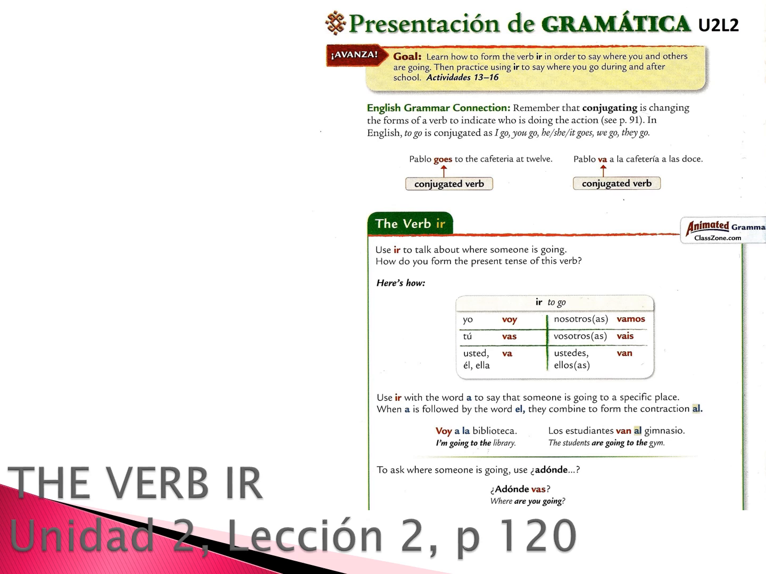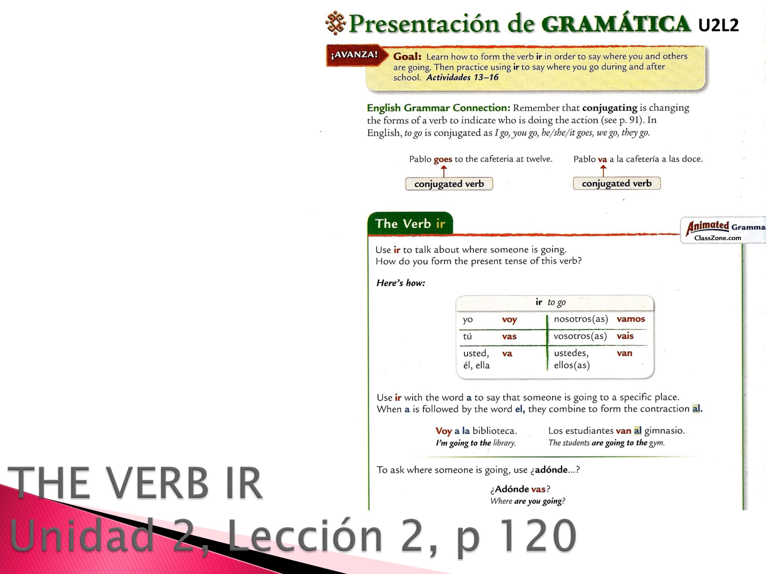The verb ir is our other grammar concept for Unit 2, Lesson 2. Page 120 provides you an explanation of how it works. Presentación de gramática. Avanza, go. Learn how to form the verb ir in order to say where you and others are going. Then practice using ir to say where you go during and after school.